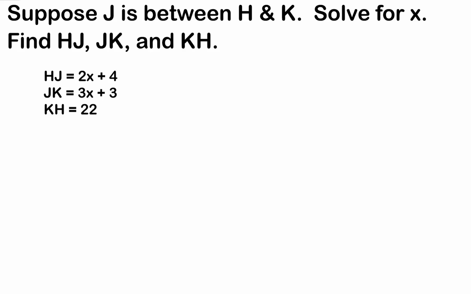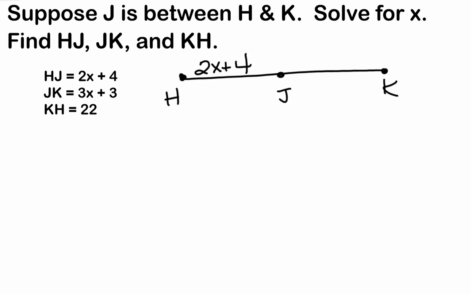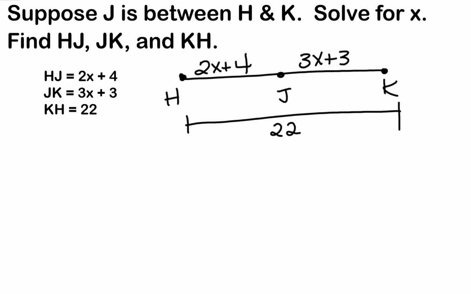Suppose J is between H and K, so I'm going to draw a picture for that. Here's HK, and there's J. HJ is equal to 2x plus 4, and JK is equal to 3x plus 3, and they tell me that KH is equal to 22.